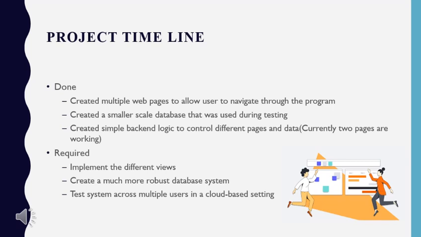Speaking of data, we also need to create a more robust database system. That smaller scale database is not exactly going to cut it. So we are going to implement the full scale database schema that we have been working on. And then finally, we would need to test this across a multiple user scenario in a cloud-based system, just to test different speeds and to make sure that the logic and everything is more or less good and ironed out of all the bugs.